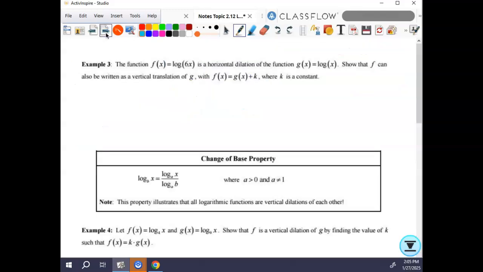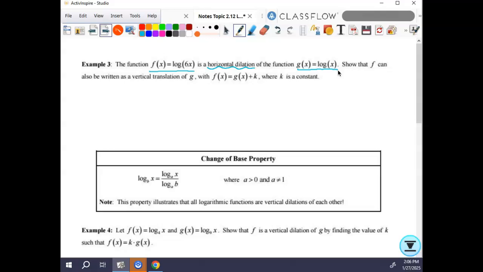So example 3, the function f of x equals log of 6x is a horizontal dilation of the function g of x equals log of x. So whether or not they told me that horizontal dilation part, we know that. Not because we are experts at logs, because maybe we're not, but we should be experts at transformations by now. If I've got a number multiplied by x, I don't care what kind of function it's in, that's a horizontal dilation, right?